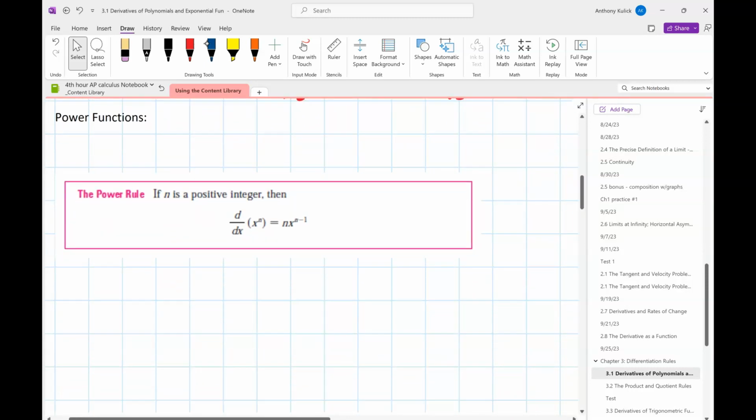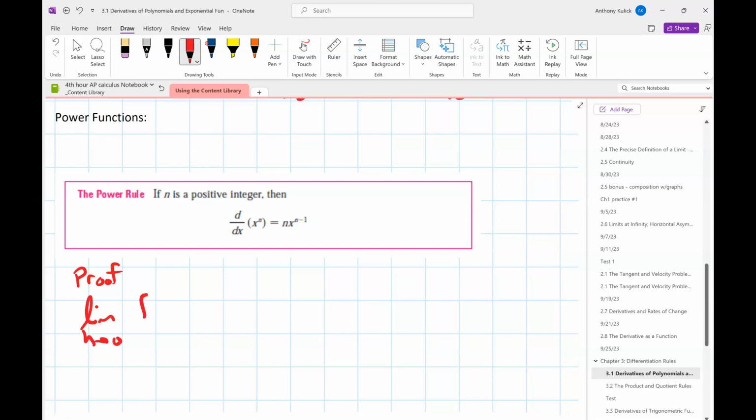So the derivative of x is just 1. The next one is called the power rule. The derivative of x to the n, as long as n is a positive integer, is n times x to the n minus 1. Should you memorize this? Yes. How do we prove it? Same way. This one is just a bit messier.